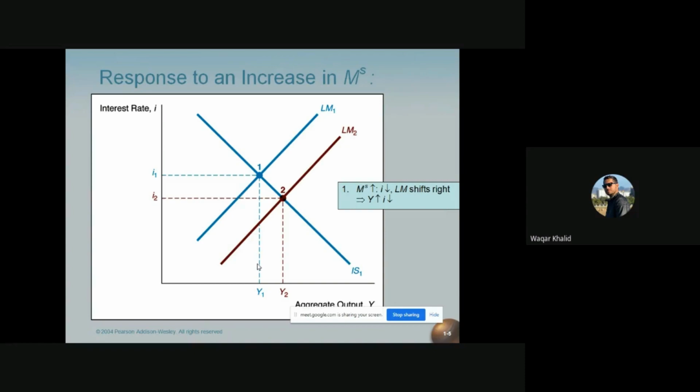When there is an increase in the money supply, the IS-LM curve will shift to the right. It means the interest rate will decrease and the aggregate output will increase. But in the reverse case, if there is a decrease in money supply, the interest rate will rise and the IS-LM curve will shift to the left. Hence, there will be a decrease in the aggregate output level. That's why we can say that aggregate output is positively related to the money supply.